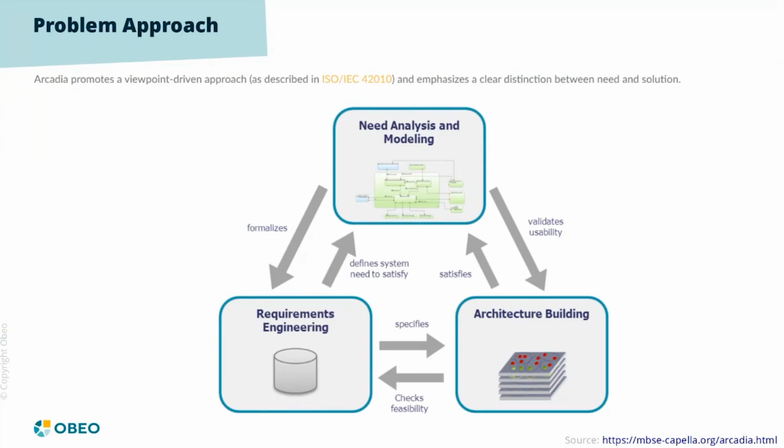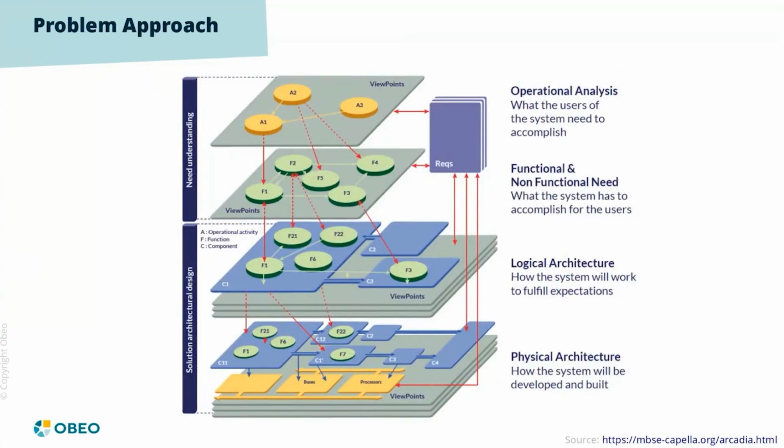This methodology promotes a viewpoint-driven approach as per ISO 42010 and aims at helping stakeholders understand the needs by formalizing requirements, that's the top box, and designing a solution that covers these needs, that's the bottom right box, architecture building. Arcadia, for those of you who are not familiar, which I hope there are not many here, has 4 perspectives. The 2 top perspectives focus on understanding the need, and the 2 next perspectives or layers focus on designing the solution, that is, how the system will do whatever it needs to do.